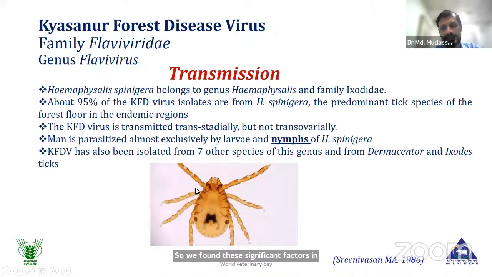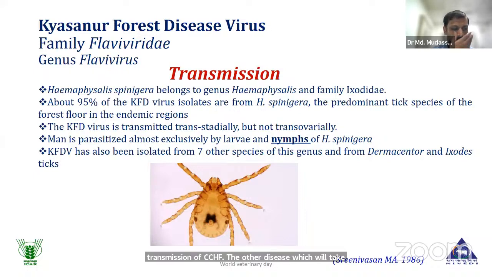The other disease which I'll take as an example is Kyasanur Forest Disease, which we are working on. Again, this is a very important disease, with the family Flaviviridae in genus Flavivirus. The major vector so far, they have said, are species belonging to the Haemaphysalis genera and also the Ixodidae family. Most of the reports have been with Haemaphysalis spinigera, and this is something we have isolated from different species also.